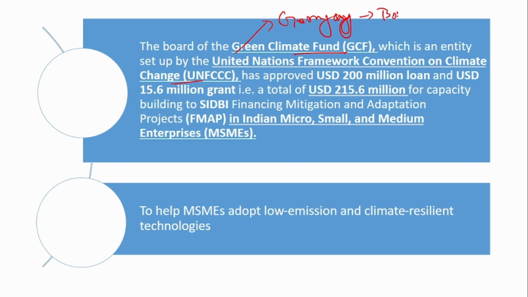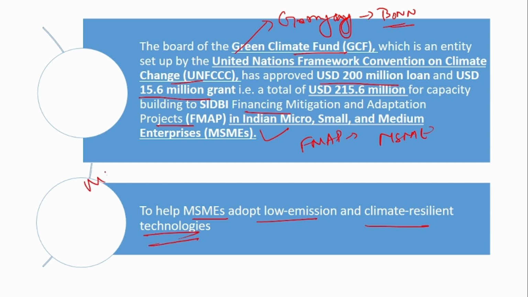Exactly, which is Bonn. Bonn in Germany is where this UNFCCC headquarters is. It has approved 200 million via loan and 15.6 million via grant. So totally 215 million to the SEBI FMAP, that is Financing Mitigation and Adaptation Projects in India MSME. So this will be provided to the FMAP program of SEBI, and this in turn will provide to the MSME in order to help the MSME adopt low emission and climate resilient technologies.